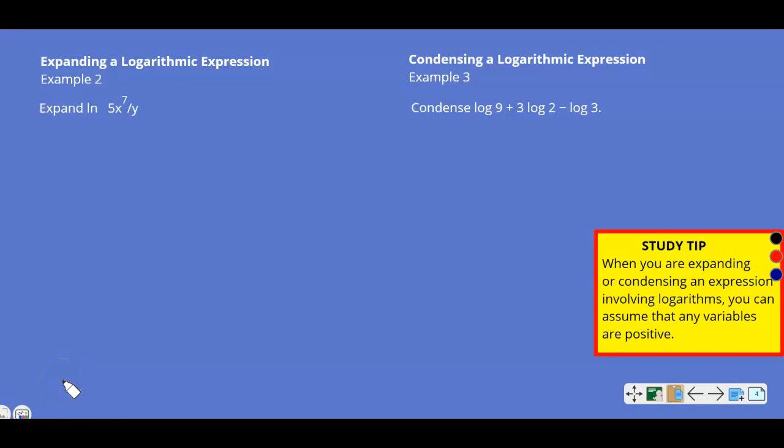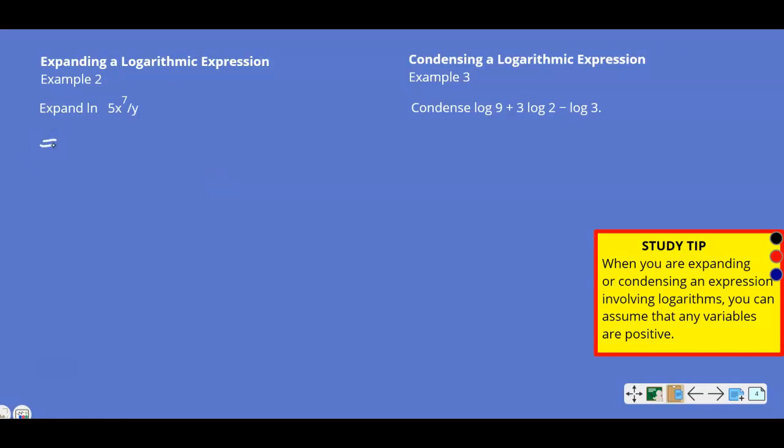Example 2, expanding a logarithmic expression. We're going to use our properties of logarithms to expand this time. When I look at this, I've got 5 times x to the 7th divided by y. So I basically have 3 terms here. I've got the 5, I've got the x to the 7th, and then divided by y. Let's think about what our properties do. The first thing we're going to do is use the quotient property to rewrite it using subtraction.